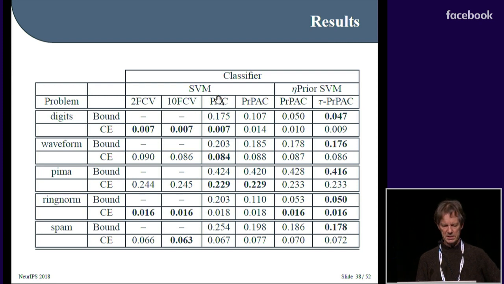So this is the PAC-Bayes bound that I've just shown you. And this is the actual bound that you get. And this is the performance you get when you do model selection over the kernel width and the C parameter, the regularization parameter. The performance that you get compared to the performance you would get using tenfold or twofold cross-validation.